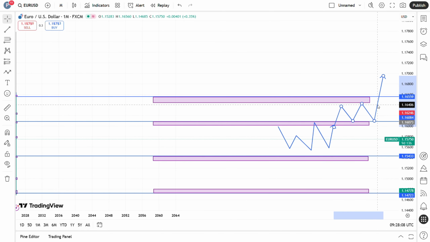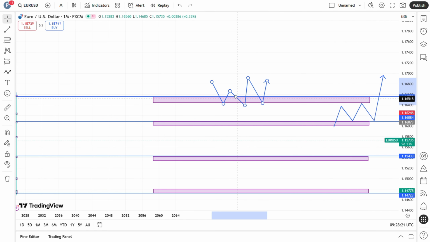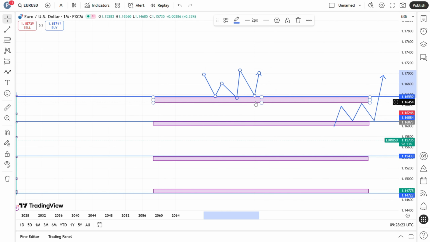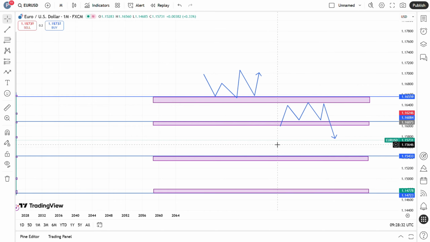All right. So this is very easy to understand. It's very simple. You have a support, you have a resistance. Resistance is a zone where the market fails to break above it, and support is when the market fails to break below it.